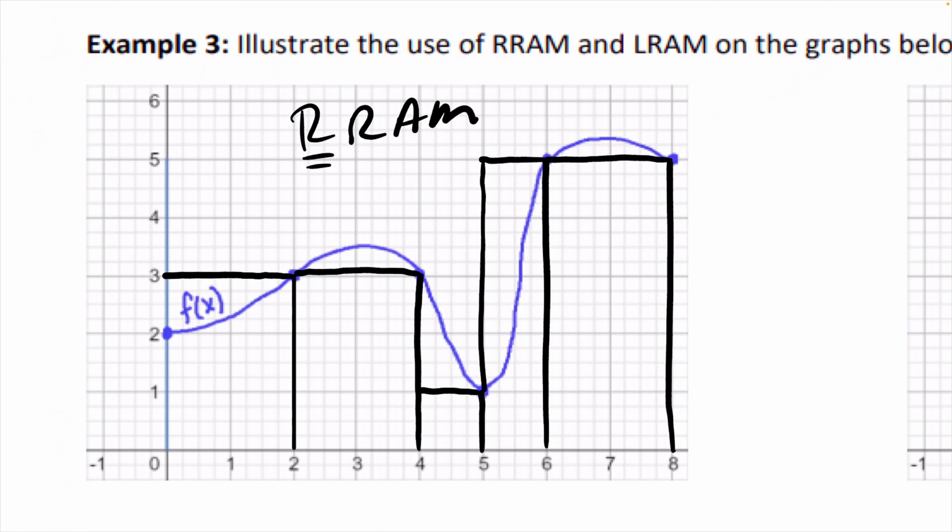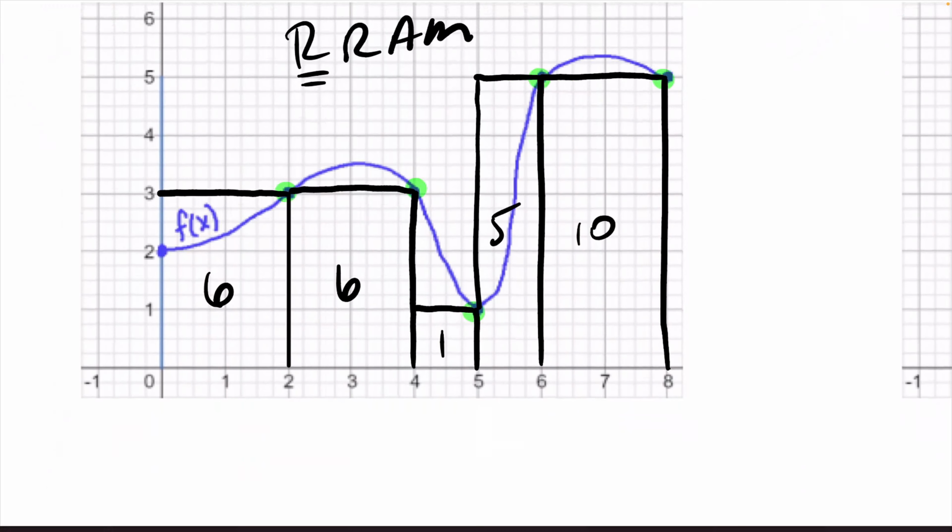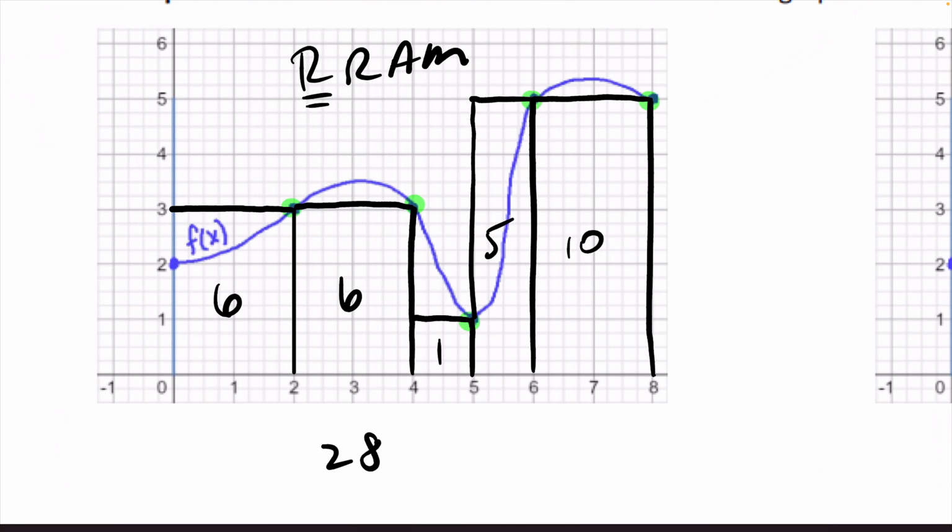Right, that means the top right is going to touch. So everywhere has a top right of the rectangle touching. Okay. So the first one is a 2 by 3, which is a 6. Also a 2 by 3, a 1 by 1, a 1 by 5, and a 2 by 5. So what is that? 6, 12, 13, 18, 28? 28 units.